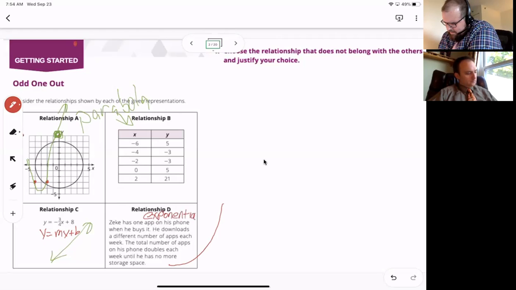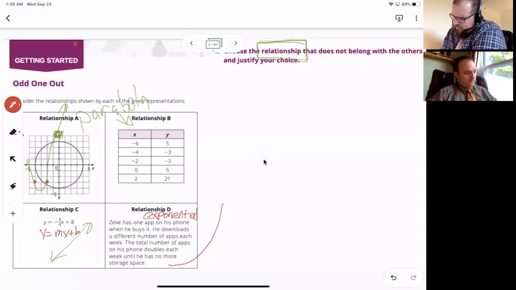So here's the thing. We tried to find which one doesn't belong, and we kind of showed how they're all different from each other. Well, I see this word relationship, and I'm wondering if I should think of the word relation, which is just a matching of inputs and outputs, or x's and y's.